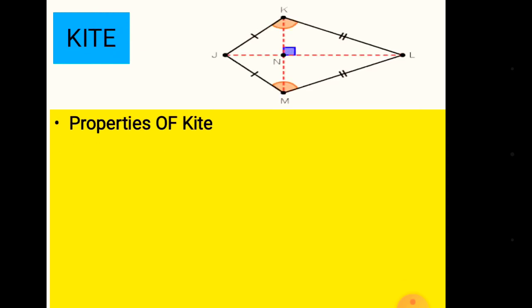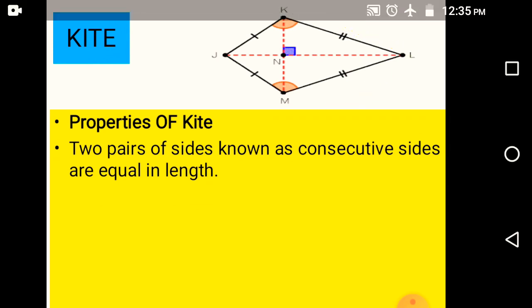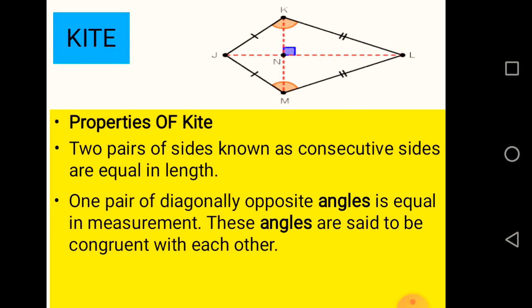Now, moving ahead to another type of quadrilateral, that is the kite. So, this is the figure of a kite. Now, we will see the properties of a kite. Two pairs of sides known as consecutive sides are equal in length. As you can see, two consecutive sides are equal. So, this side ML is equal to this side KL.